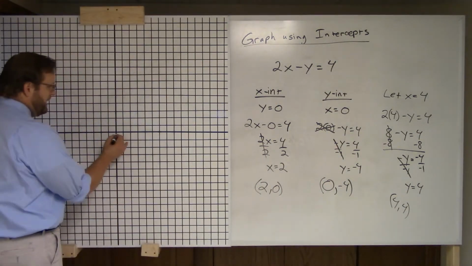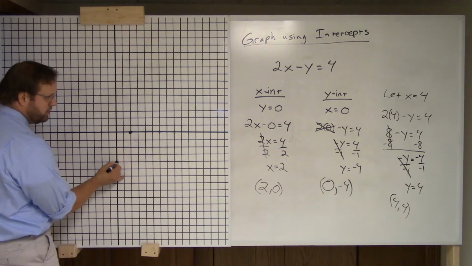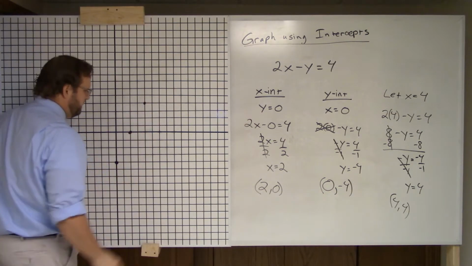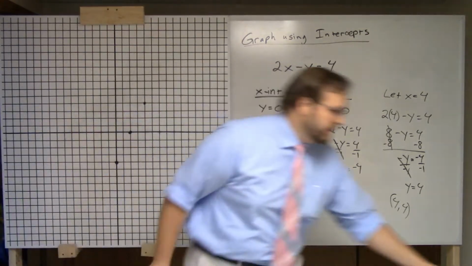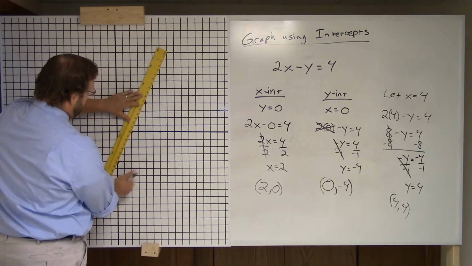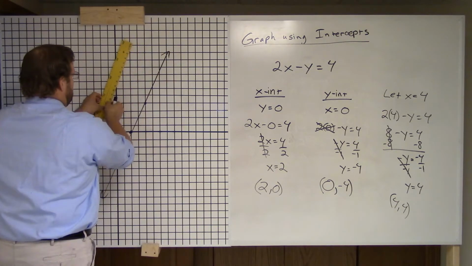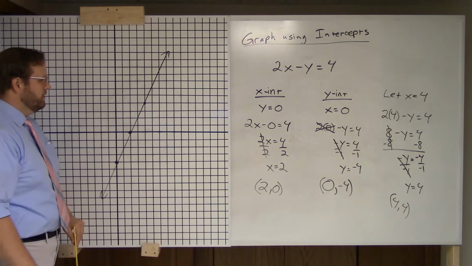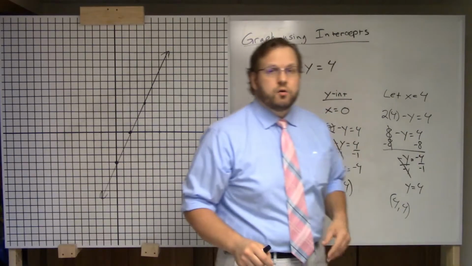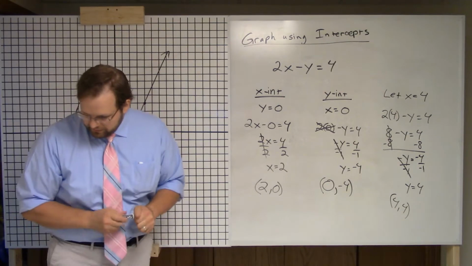So if I plot those, I've got 2, 0. I've got 0, negative 4. And then 4, 4. And those make a nice straight line. Just to verify, use that straight edge, connect the dots. And we're good to go. Okay, so again, this is very, very similar to using a table of values. It's just here we are going to be finding specific values with those intercepts. Okay, let's look at another example.